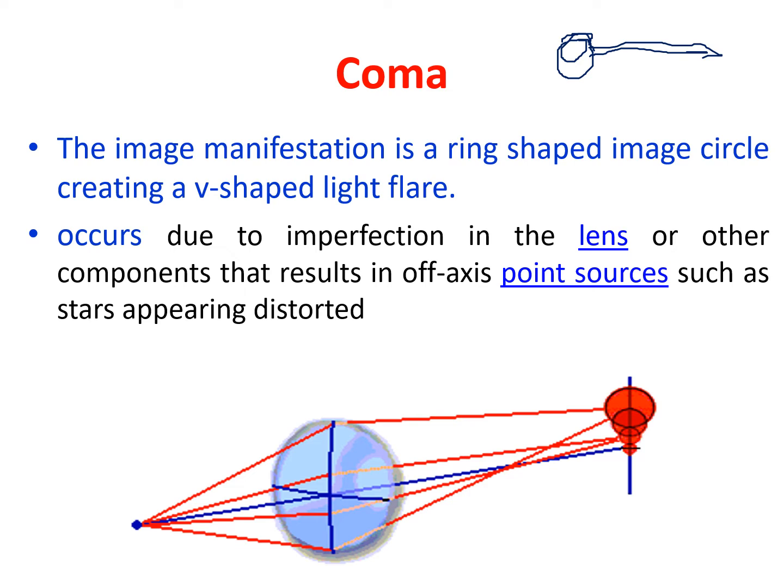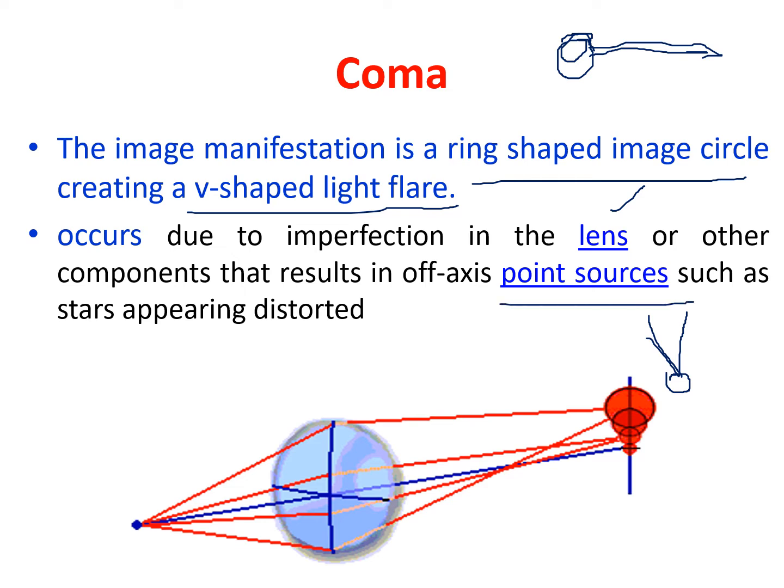See, the image manifestation is a ring-shaped image circle creating a V-shaped lighting flare. The flare forms like a V, lighting flare. When a star moves here, a big tail-like shape forms around it. It occurs due to imperfection in the lens or other component that results in an off-axis point source such as a star appearing distorted. See here, this line, this point, the lens will be like this curvature, the lens will be like this.